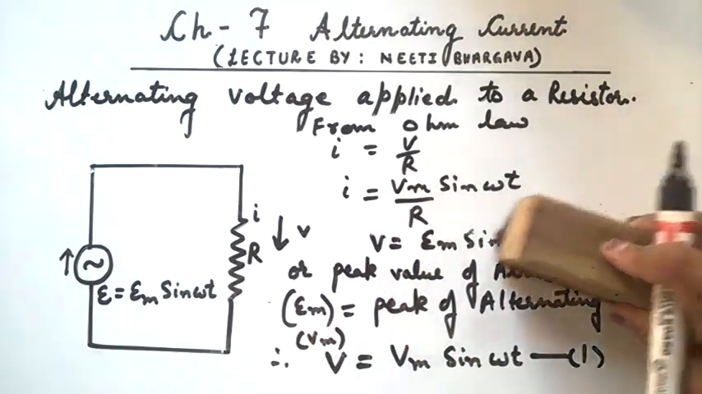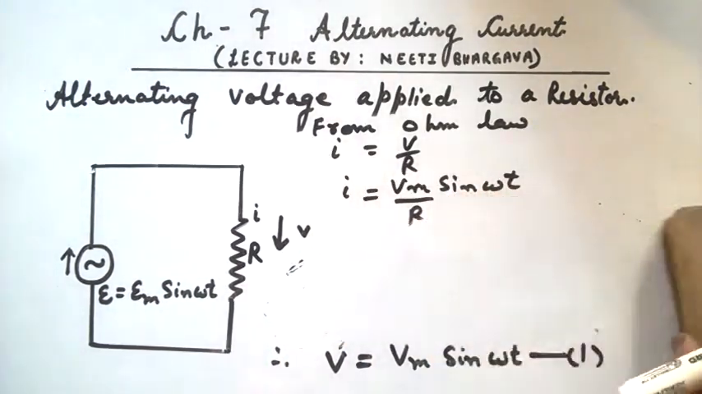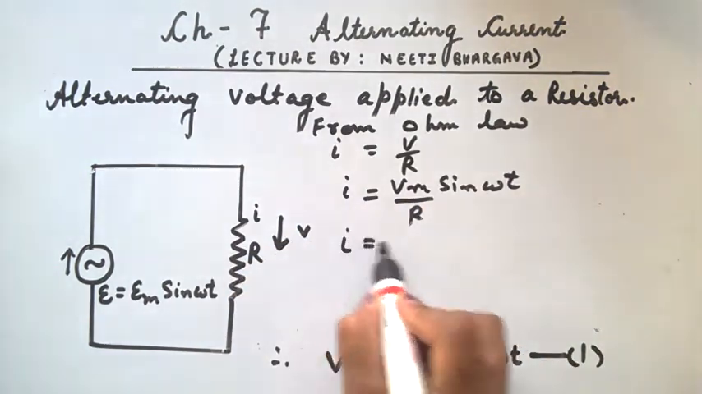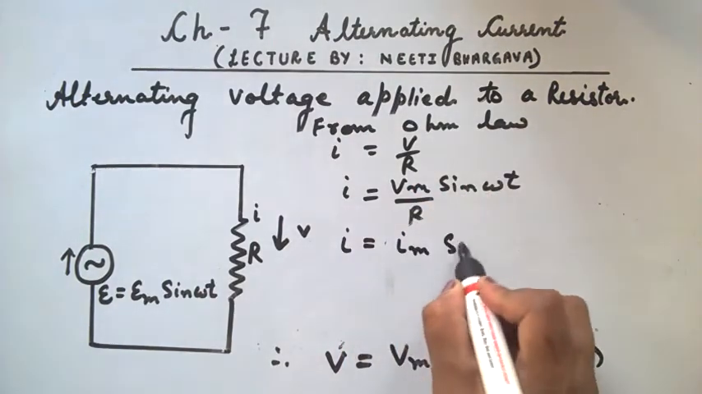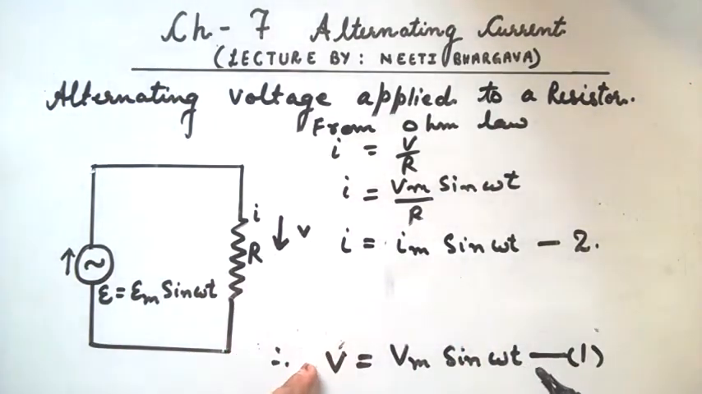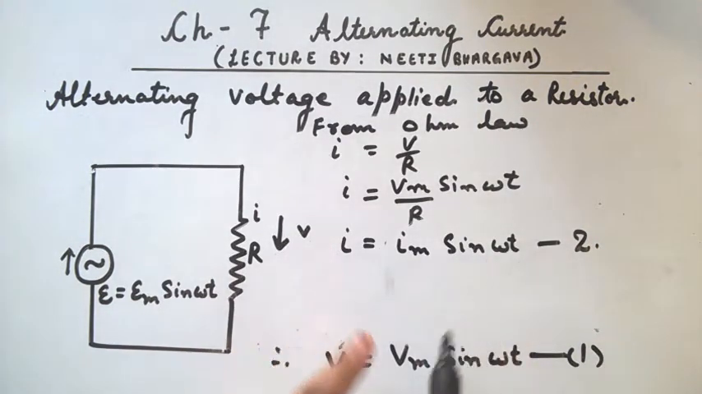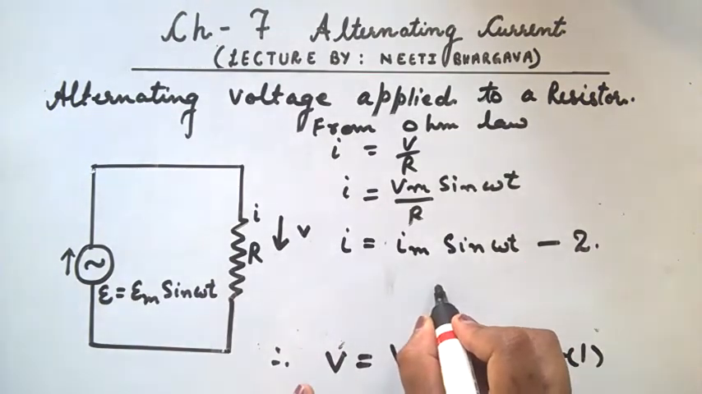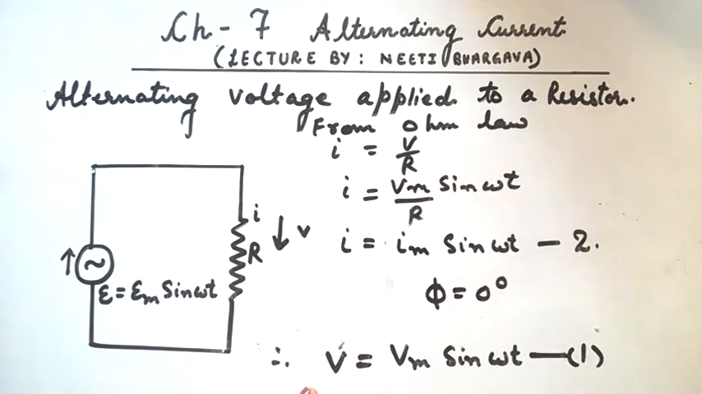By this we get i is equal to Im sine omega t, where Im is Vm upon R. This is equation number 2. Now from the first and second equations we can note that both are functions of sine omega t, and both have a phase constant equal to 0 degrees. That is, both are in phase with each other.